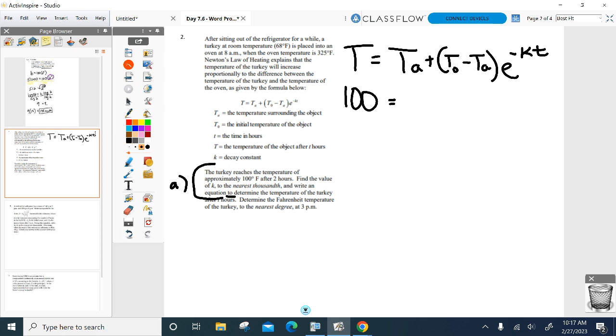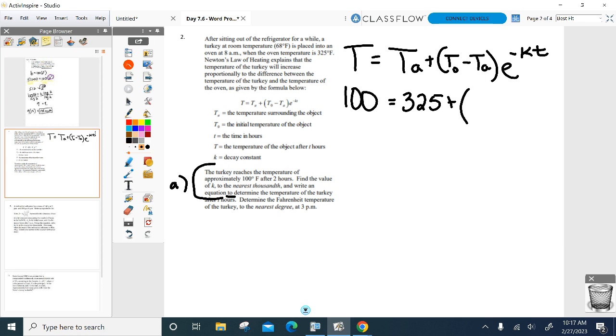So read through the problem. What's the temperature around the turkey? What do we got? What do we think? Which number am I plugging in? 68. 68 is your room temperature. Oh, remember, this bad boy's in the oven, right? 325. So there you go, 325, right?